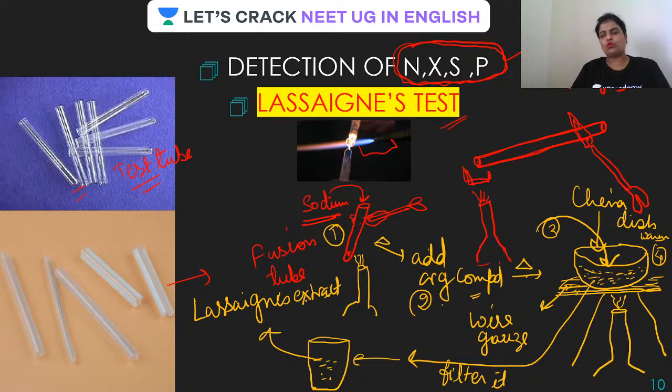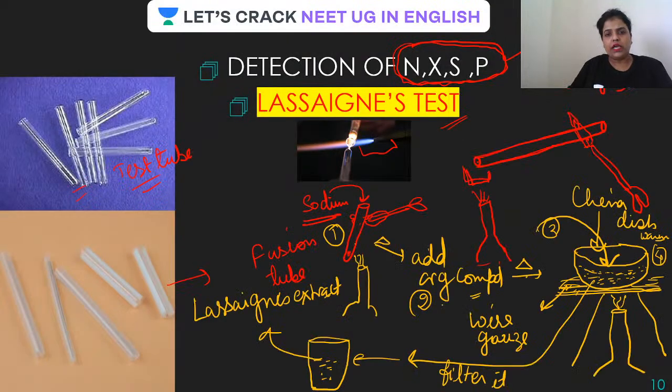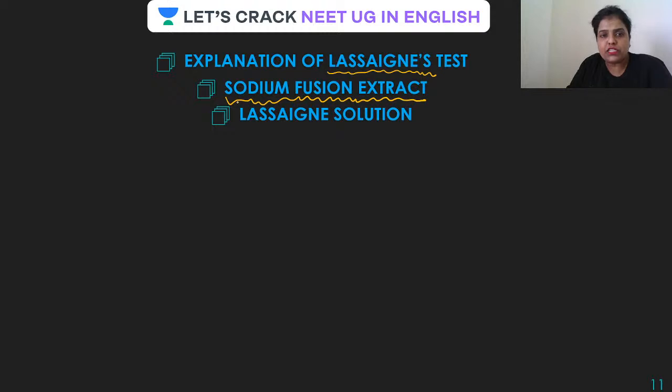This is also called, guys, what? Yes, it is also called sodium fusion extract. Why sodium fusion extract? Because here you have taken a fusion tube, and to that you have taken just a warm sodium. You melt sodium. Melt is also called fusion. Fusion means what? Another term for melting. That is the reason the name is also given as sodium fusion extract, and it is named after the French chemist, so it is also called Lassaigne's solution. So this is actually all about Lassaigne's test.